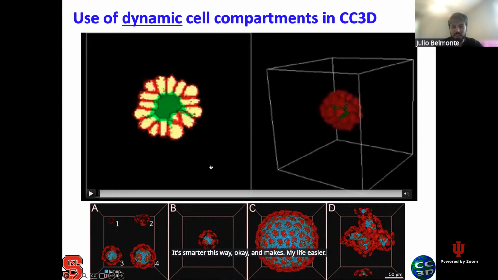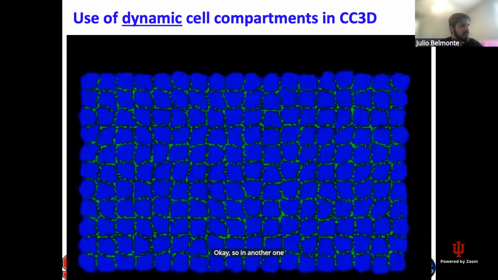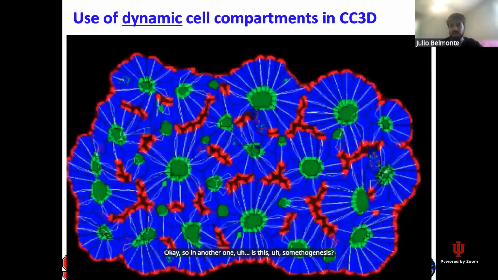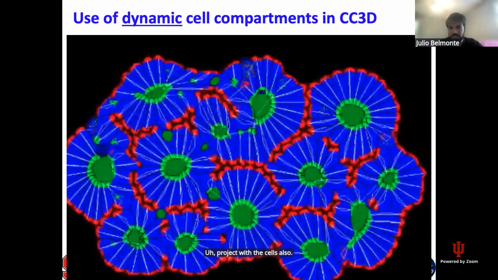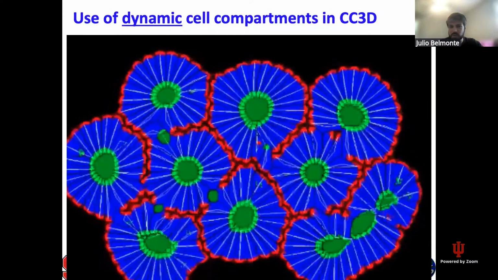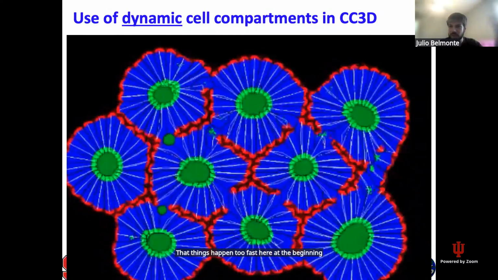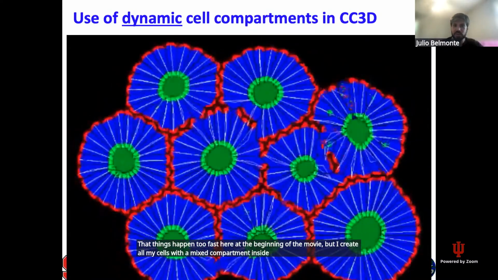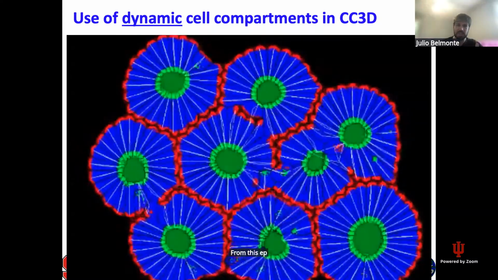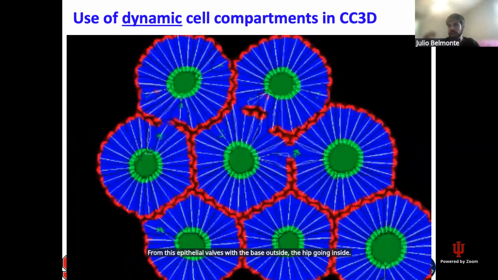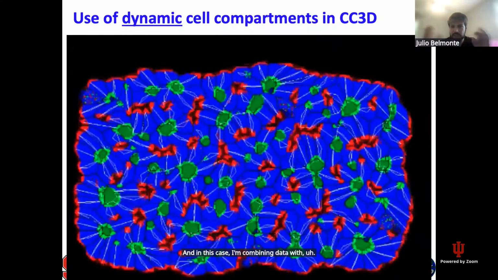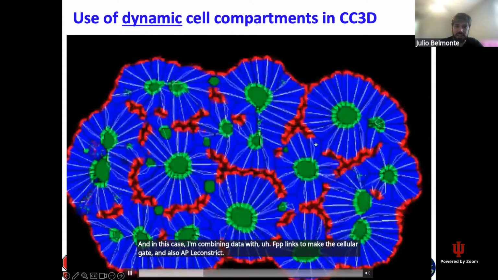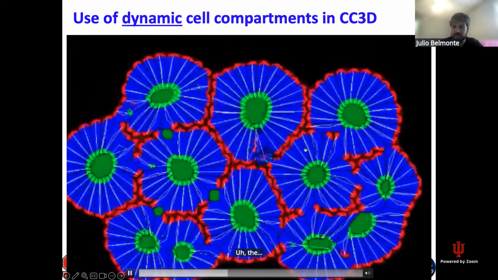Okay. And another one is this somitogenesis project with the cells also. The things happen too fast here at the beginning of the movie, but I create all my cells with a mixed compartment inside, and they just self-sort out to form these epithelial balls with the basal outside, the apical inside. And in this case, I'm combining that also with epi links to make the cells elongate and also apically constrict, from the center of the movie.